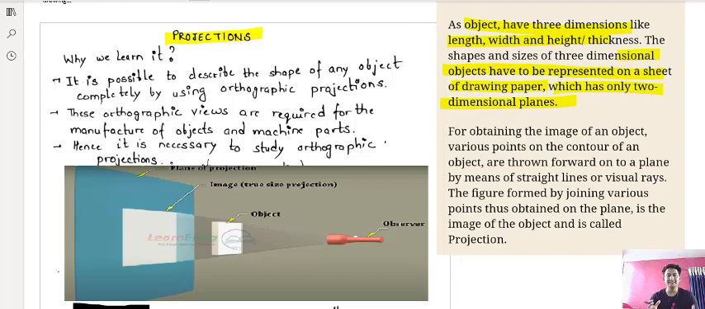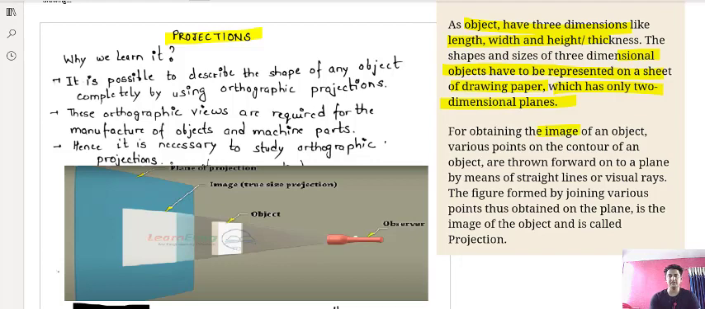To obtain the image of an object, various contours of the object are thrown forward onto a plane. What do you mean by that? It means that we will be projecting some projectors on the object and we will imagine that from this angle the object will be projected like this on this plane. We will look at the object from the other side, so it will look like this. So this is the meaning of projection.